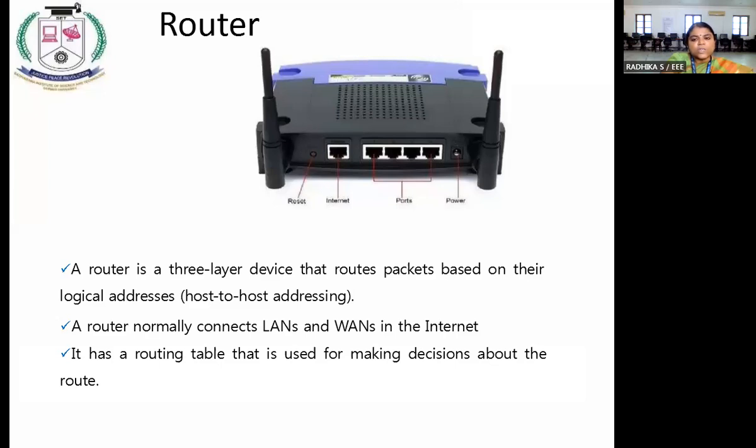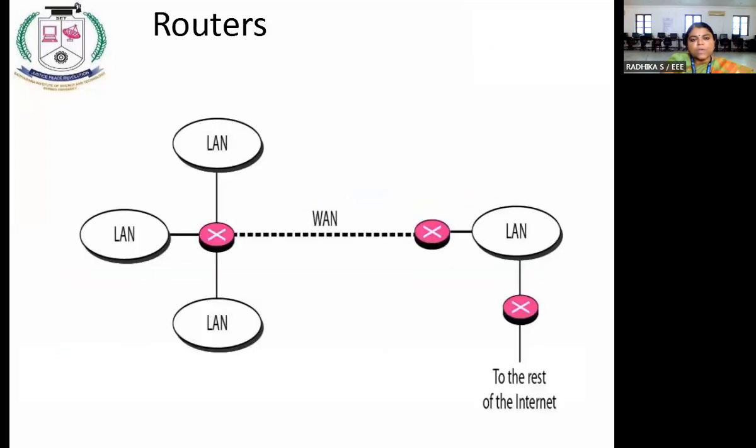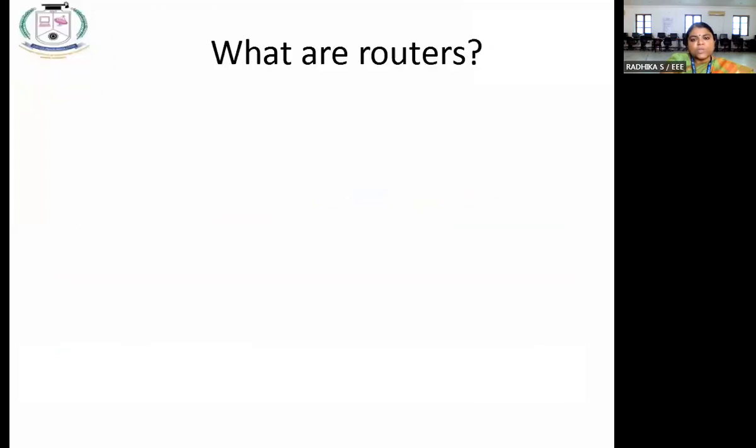So how does it actually do this? It is going to have a table called the routing table, and based on the information present in the table, it takes decisions. It has intelligence which is capable of making decisions about the suitable route that could be taken.